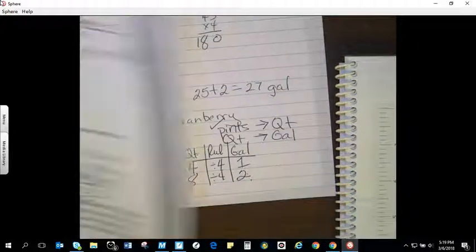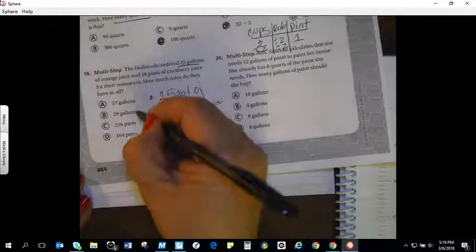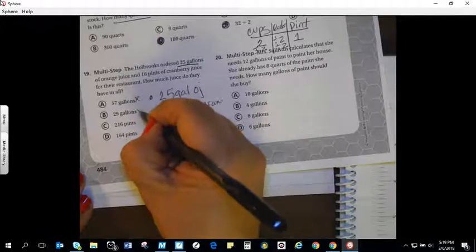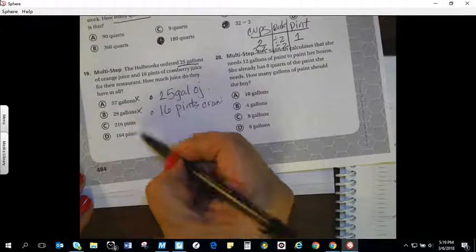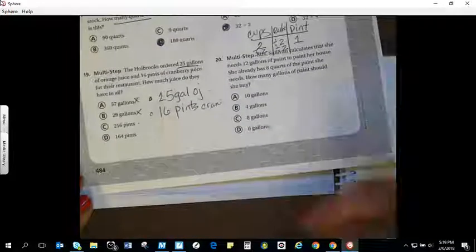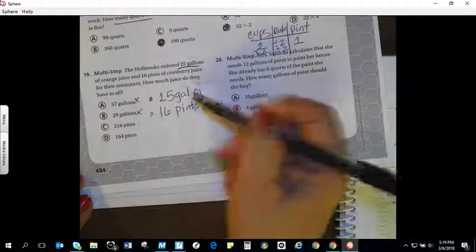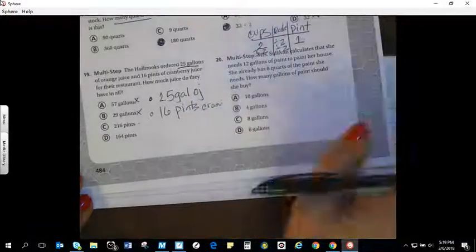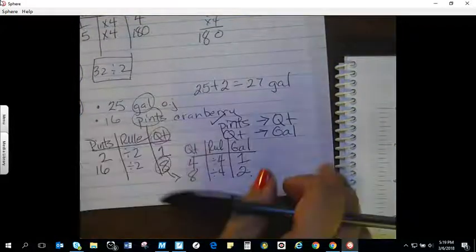Do I have 27 gallons here? No. So I can't do gallons. I need to convert it to pints. So now, next thing's next. I'm going to take my gallons and I'm going to convert those to pints. So now I'm going to flip my page over so I have more room. I started off with 25 gallons and I have 16 pints of cranberry.